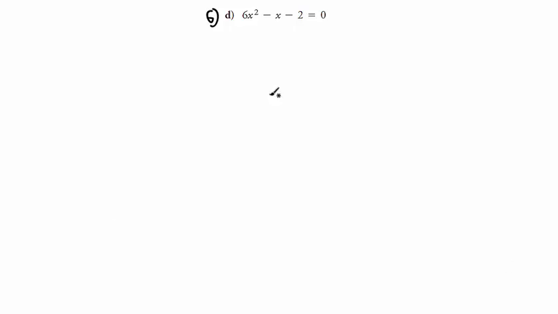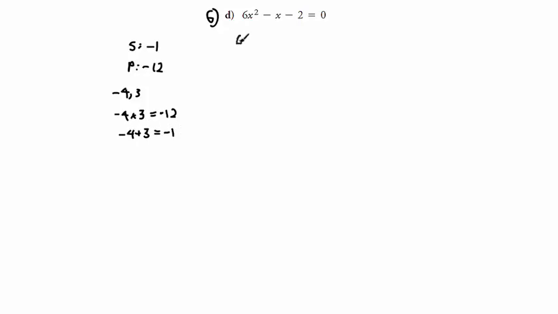In 6D, we need to factor first, and then set each factor equal to 0, then solve for x, and then verify each solution. So we need two numbers whose sum, S, is -1, and whose product, P, is 6 times -2, which is -12. Well, immediately we know that the two numbers are -4 and 3, because -4 times 3 is equal to -12, and -4 plus 3 is equal to -1.